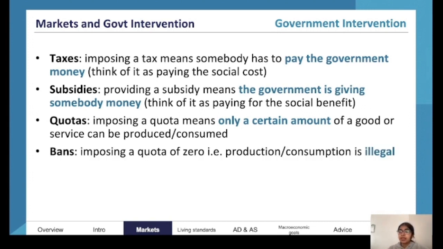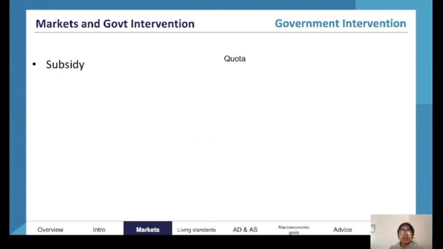Bans, so just total bans. So saying consumption of this good or service is illegal. So for example, illicit drugs are completely banned because of the negative externalities they pose to society. And other things they can do, obviously, permits, making sure that people get a permit, or creating a barrier to entry, so just making it more difficult for people to engage in a certain activity and so on.